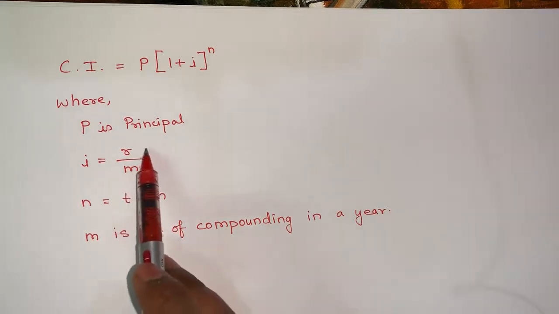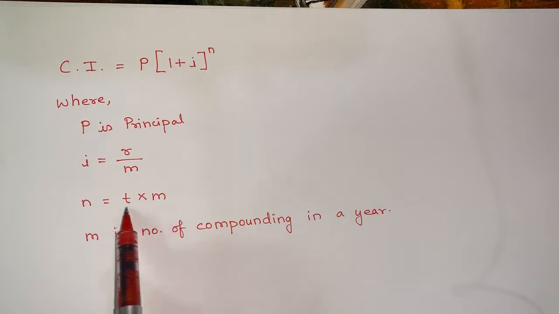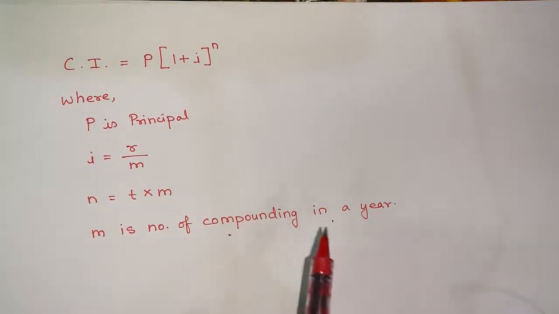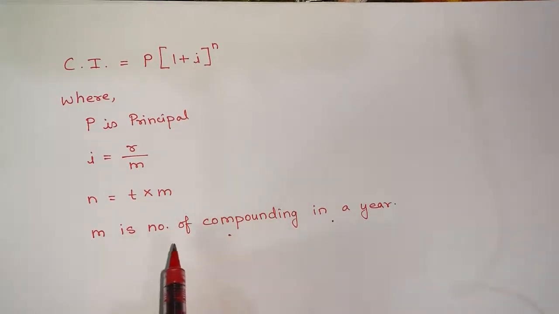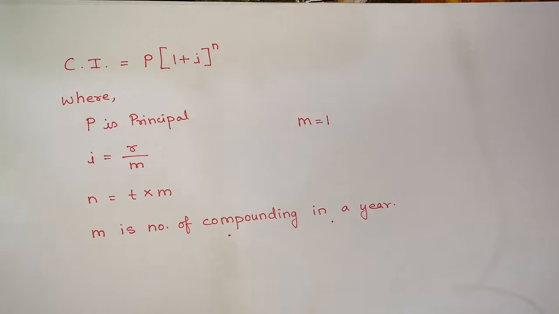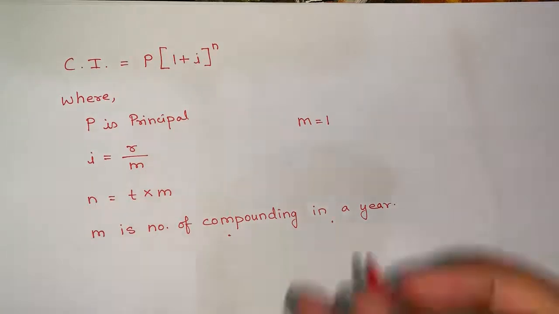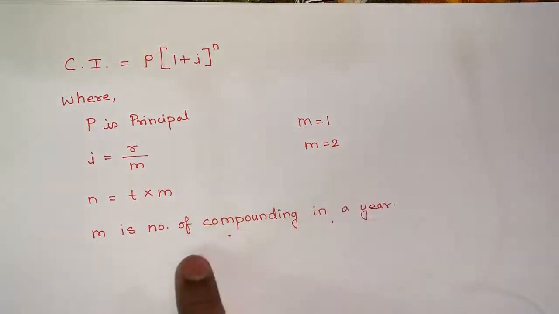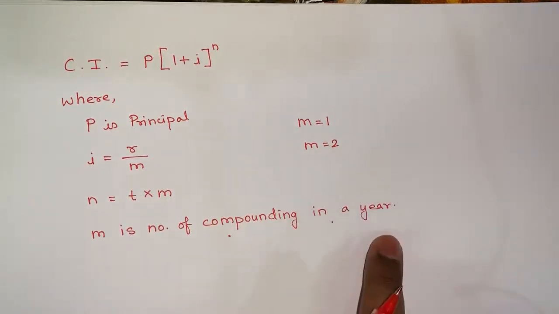We know what R is. R is the rate of interest, the annual rate of interest. T is the time period. And what is M? M is the number of compounding done in a year. Now if interest is calculated per annum, then M is equal to 1, which means that we are calculating interest only once a year. But if interest is computed half yearly, in that case M would be equal to 2. The reason behind it is we are compounding interest twice in a year.